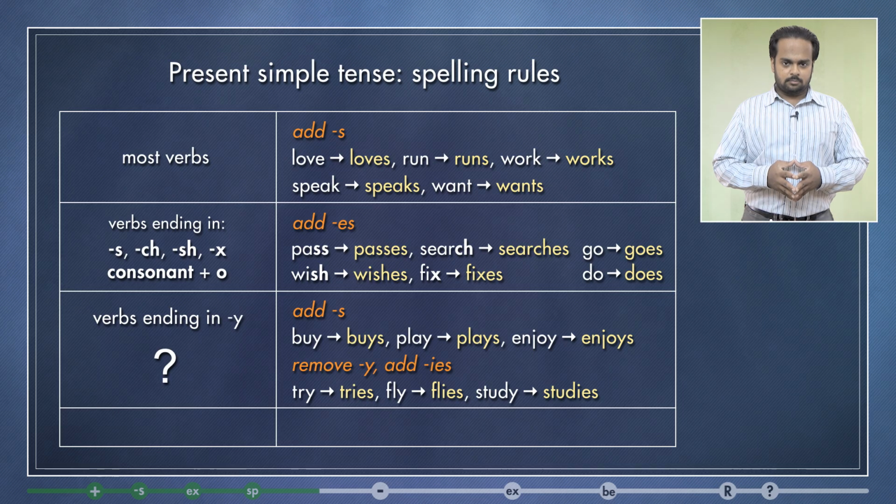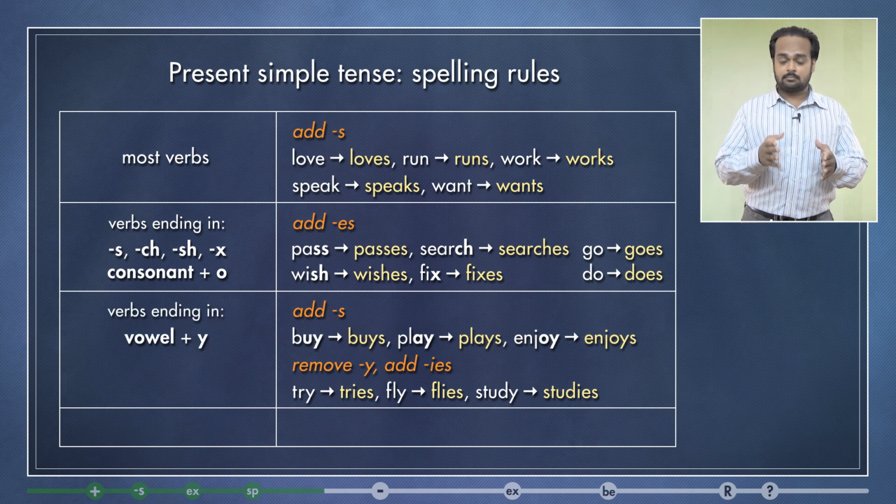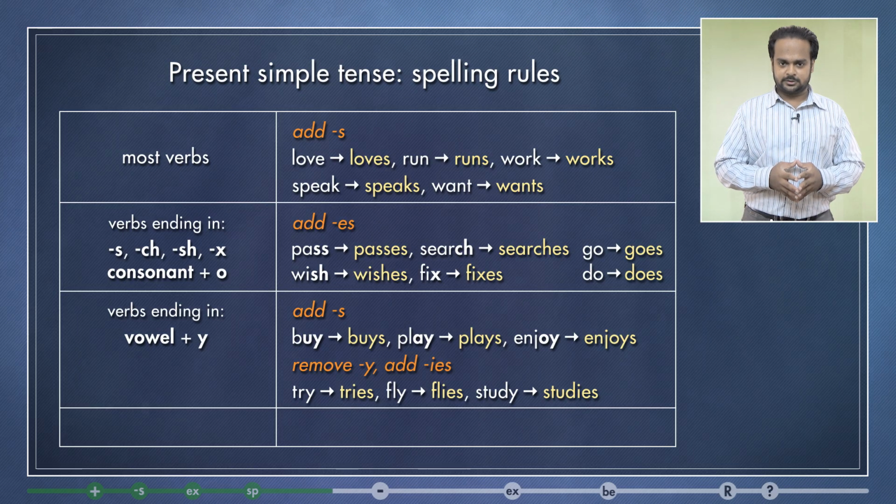Well, if you look at the verbs buy, play, and enjoy, you see that they end in a vowel plus y. A vowel is one of these letters, A, E, I, O, and U. These verbs just take an S after them, so we have buys, plays, and enjoys.